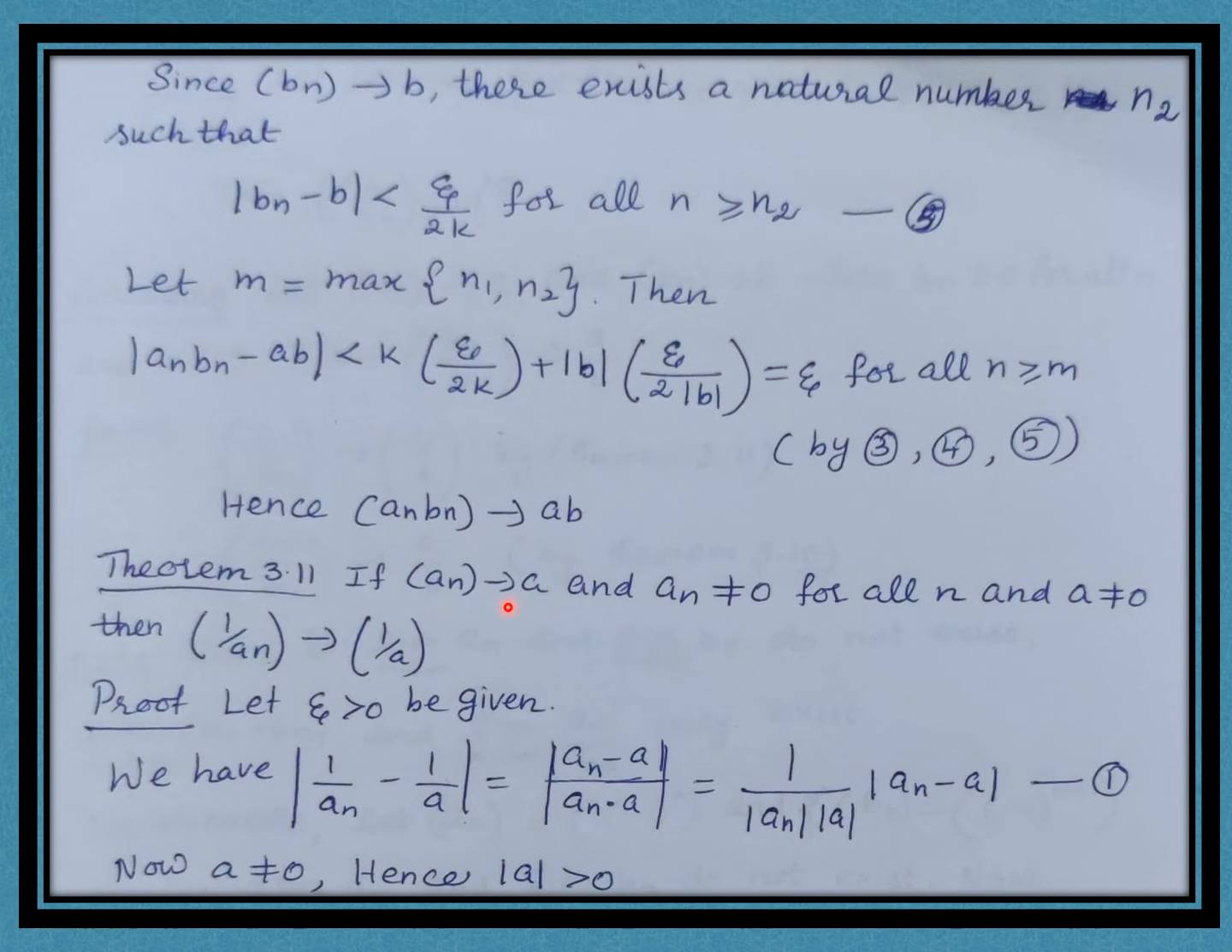From the hypothesis we have, for a given epsilon greater than 0, absolute value of an minus a will be less than epsilon.